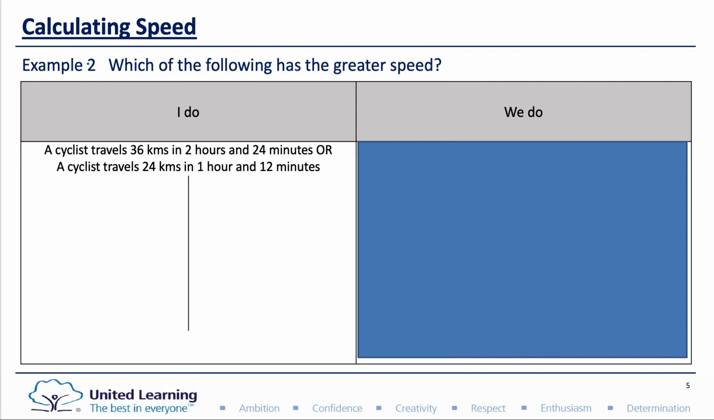Should say 3. Let's make that say 3. Perfect. Which of the following has greater speed? Ooh, what a cool question. Okay, so a cyclist travels 36 kilometers in 2 hours and 24 minutes, or a cyclist travels 24 kilometers.